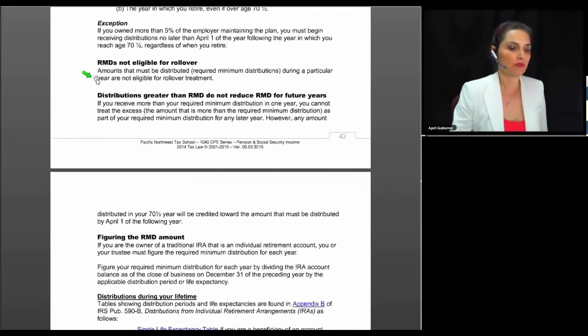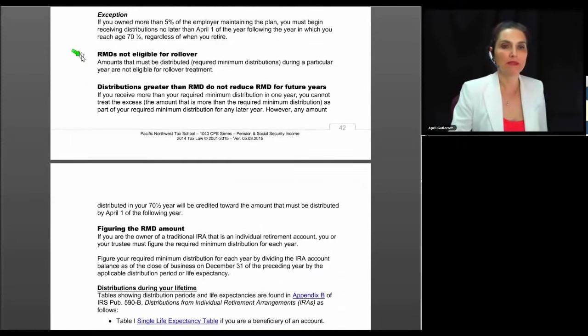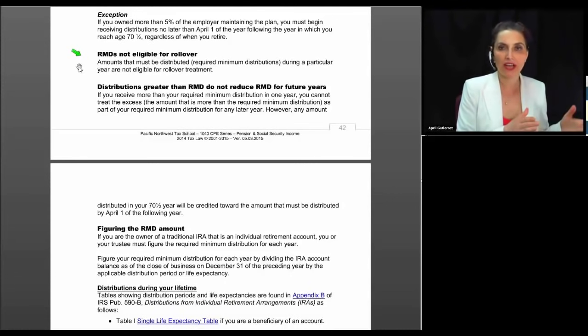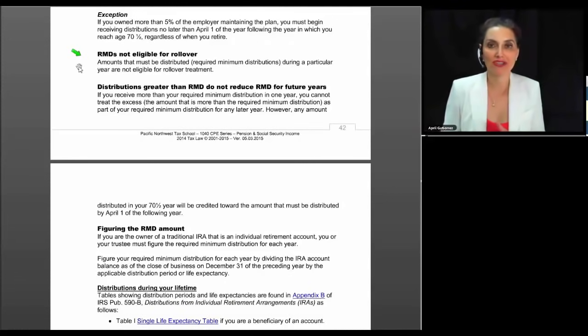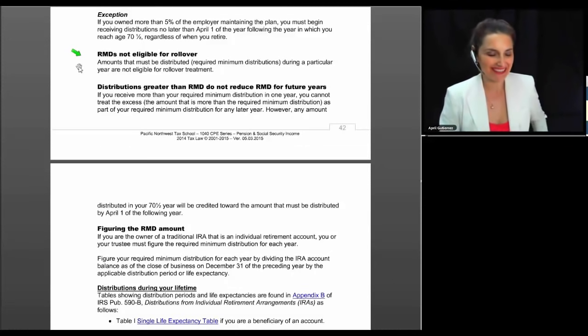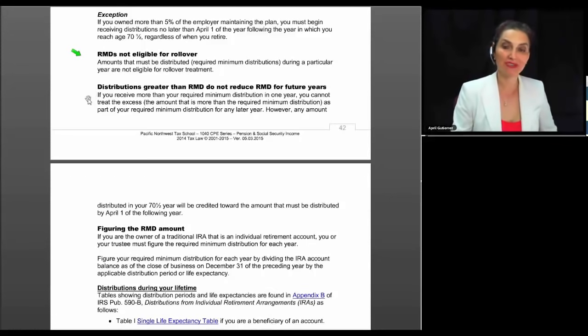RMDs are not eligible for rollover. So amounts that must be distributed during a particular year are not eligible for rollover treatment. In other words, you can't take a required minimum distribution from, say, a beneficiary IRA and then roll it into your traditional IRA, your personal one, and say, oh, I don't have to pay any tax on that, because that won't work. You'll still have to treat one as a distribution, but the other would be a contribution and could be eligible for a deduction, say.